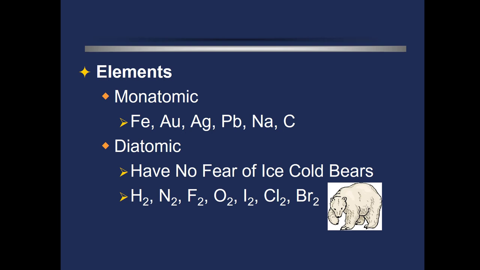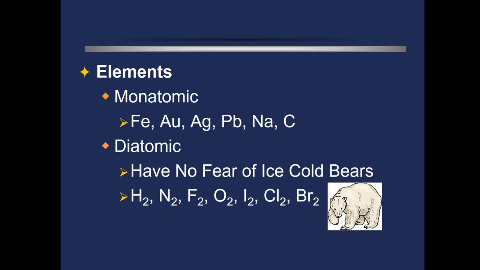So let's look at some other elements that we are familiar with from our world. Elements come monatomic and diatomic. Monatomic means that they can exist all by themselves, just a single atom. Diatomic means they always have to have a buddy. They'll either buddy up with another atom of the same element, or they'll buddy up with an atom of a different element.